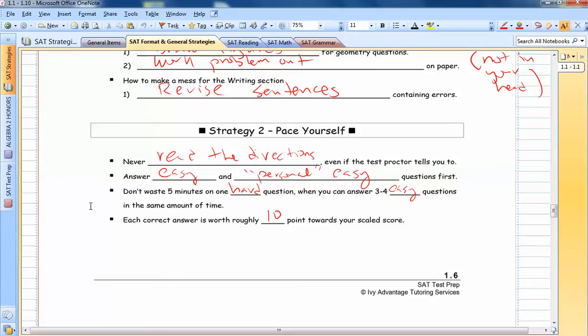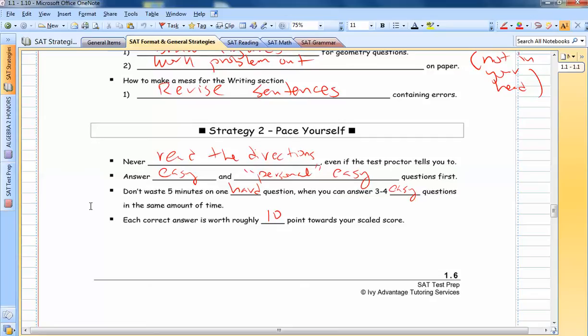Pace yourself. Remember, this is a timed exam, so you've got to be aware of your pacing. So don't read directions, because that's a waste of time. Even if a proctor tells you to, simply ignore him or her and just go straight to the questions. Plus, you already know what the directions are because you've done a practice test, and that was actually a real test from 2008. And a lot of the practice problems will have the directions there already, so you already know what they are. Don't waste your time doing that.